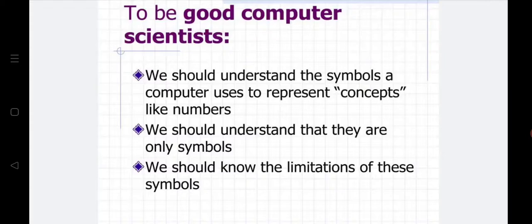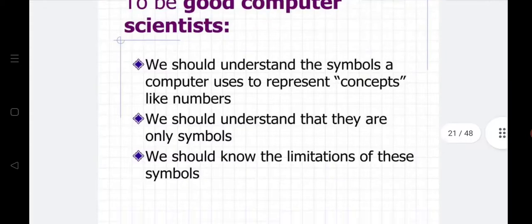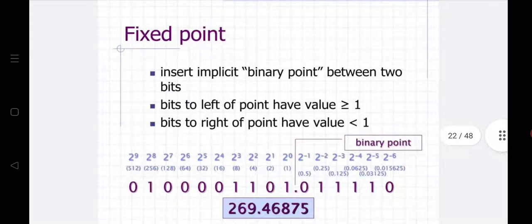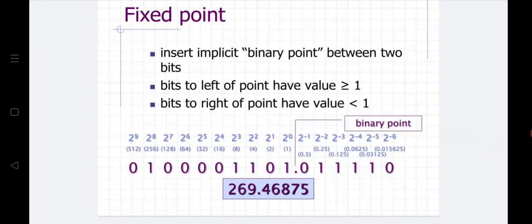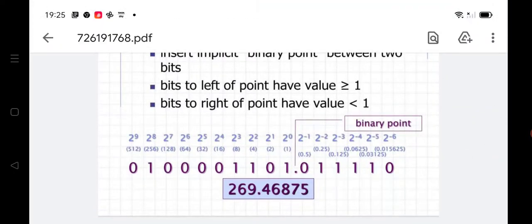I cannot have an infinite number of symbols. I should have only a fixed number of symbols, and by using combinations of those symbols only, we are going to build a word or numbers or some concept. Thus you should have a good idea. Coming to our fixed point representation, what do you mean by fixed point representation?